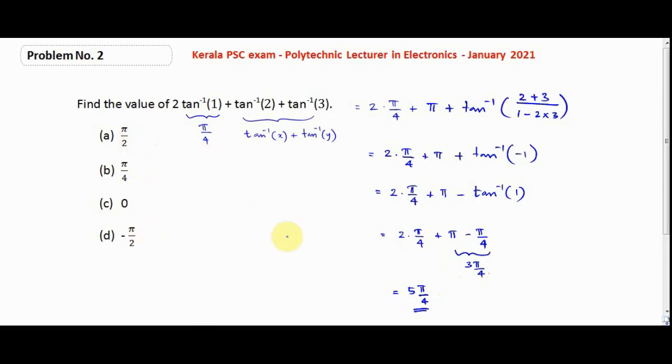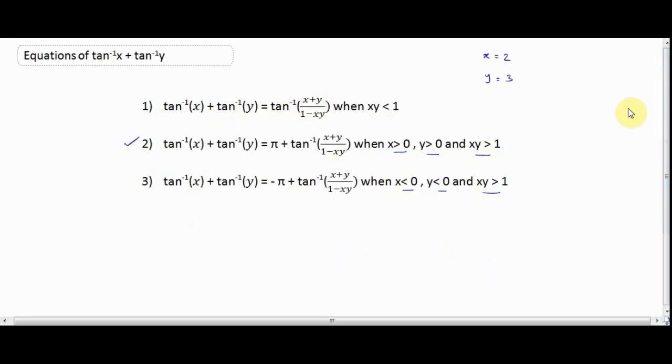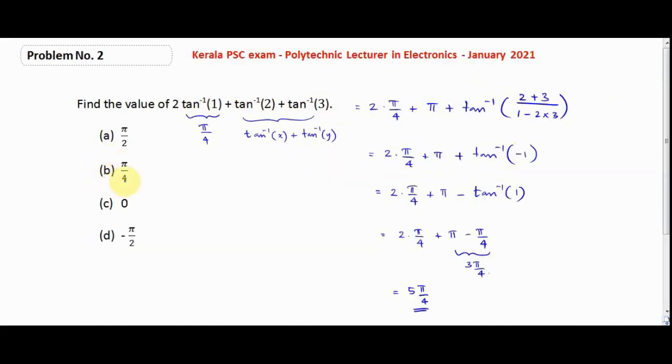Okay, the right answer is 5 pi by 4, and we will be getting this answer when we use this second equation, okay, which is satisfying the condition x greater than 0, y greater than 0, and x into y greater than 1. Instead, if we are using this first equation what we have here, you will be getting the answer as option B, pi by 4. Okay, but that is not the valid equation that we have to use here.